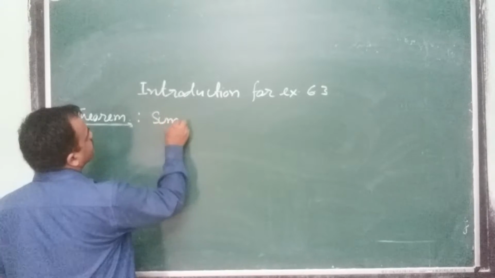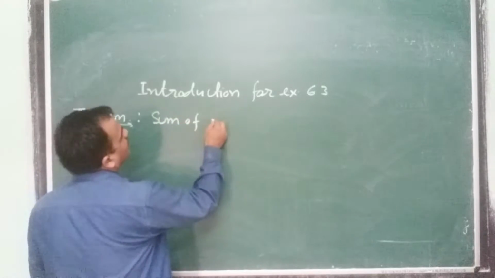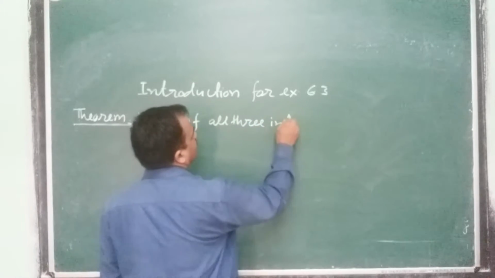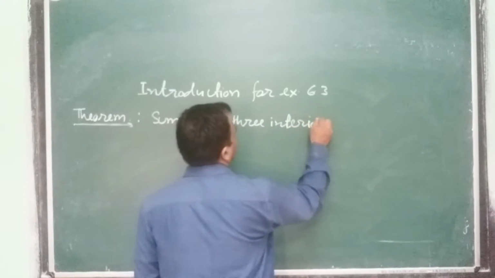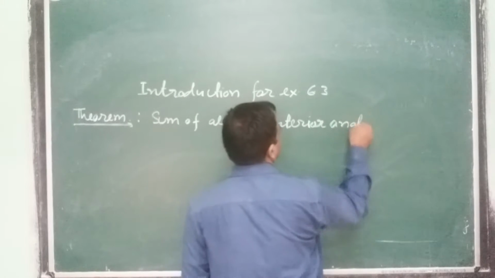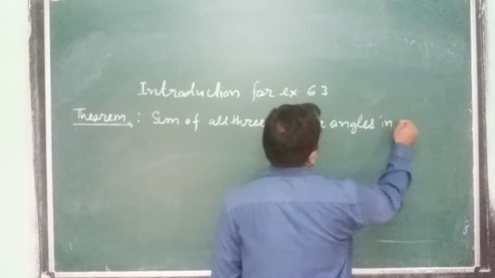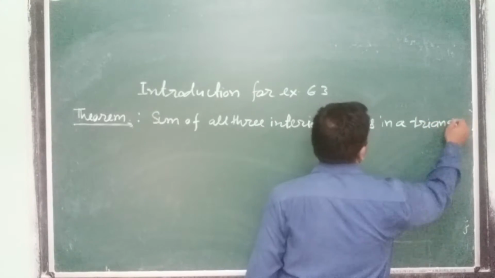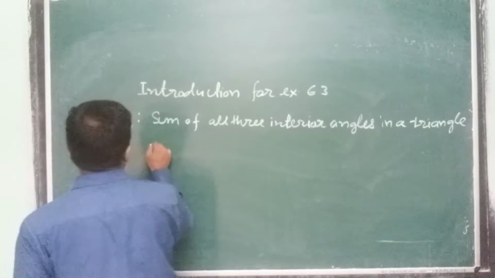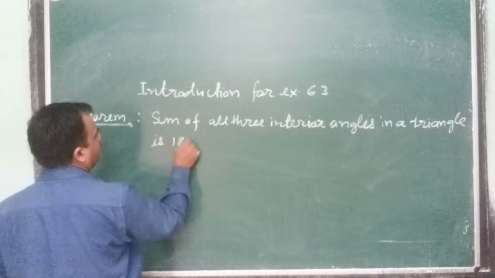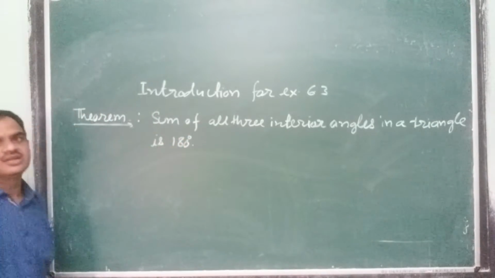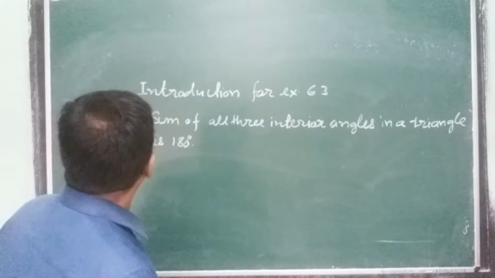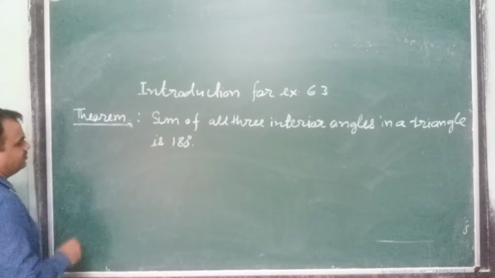Sum of all three interior angles in a triangle is 180 degrees. This we have to prove. Okay, so the statement is written.